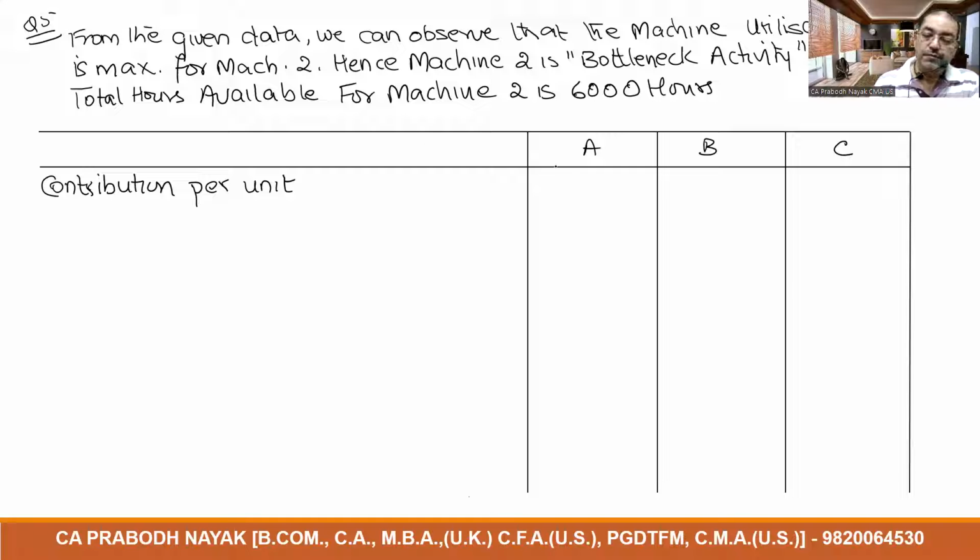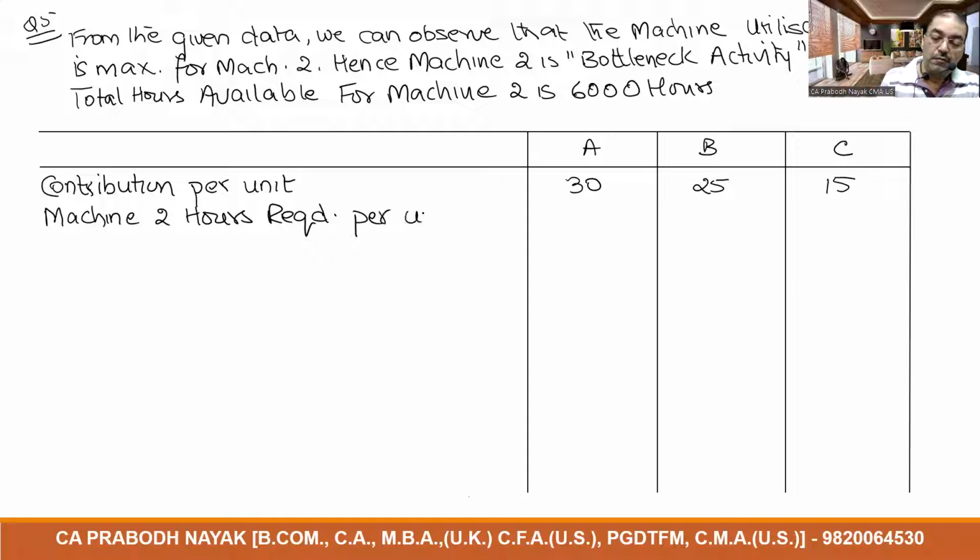Contribution per unit: 30, 25, and 50. Machine 2 hours required per unit: 15, 3, and 6.